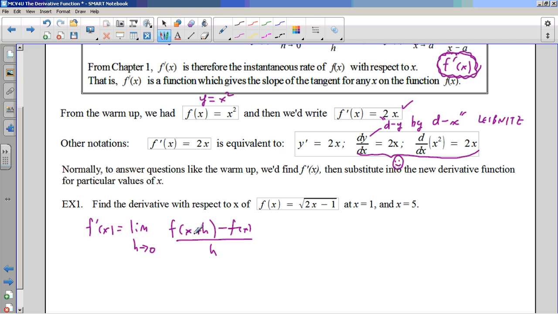And so then over here, if I think of f at x as this function, then f at x plus h is: take out the x, put in x plus h, and then I get this expression, right? Maybe I'll tidy this up a little bit: 2x plus 2h minus 1. No like terms there, so that's my expression.